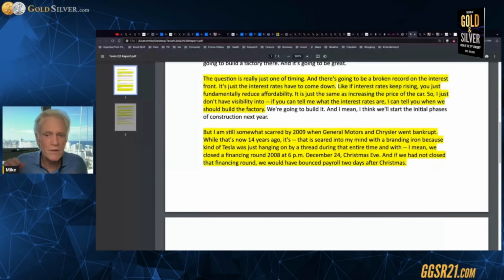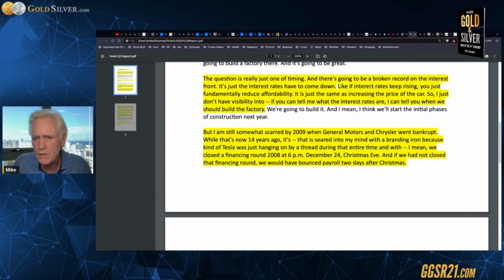And I don't know if this is what he said. This is an auto transcription by a computer, so some of the words will be incorrect or maybe out of order here, but maybe this is what he said, maybe not. And there's going to be a broken record on the interest front. So I'm not sure if that line is correct. It's just the interest rates have to come down.